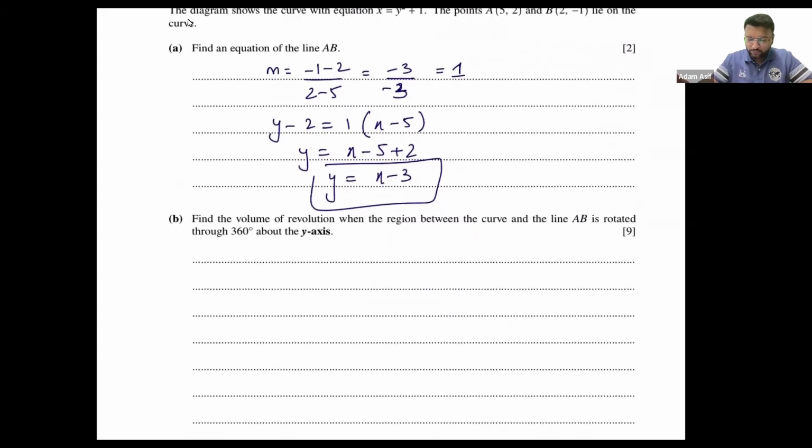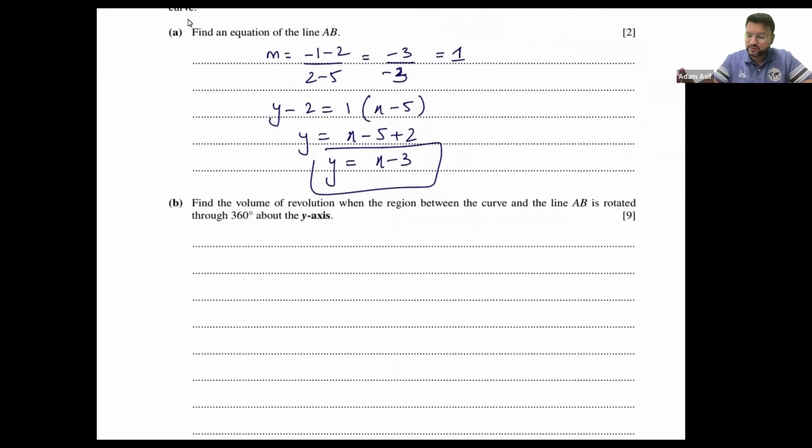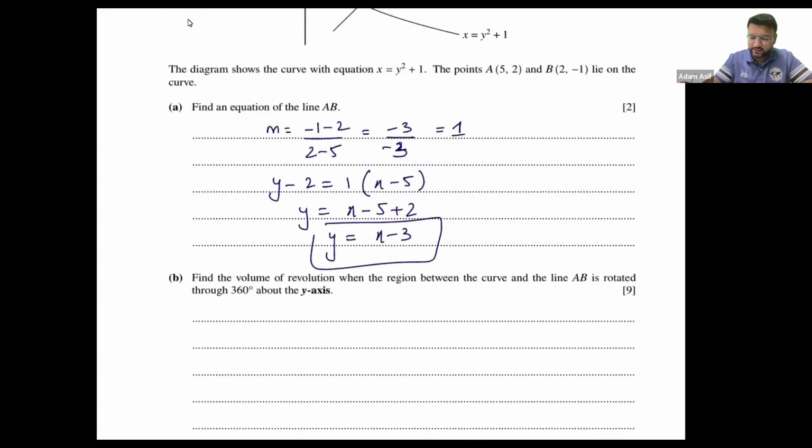Now part B says find the volume, 9 marks का. Find the volume of revolution when the region between the curve and the line AB is rotated through 360 degrees about the y-axis. Guys, notice that they have mentioned this in bold writing. They want you to be careful about this because the working would be different for rotating it about the x-axis and about the y-axis. We need to find the volume of revolution when the region between the curve and the line AB is rotated through 360 degrees about the y-axis.